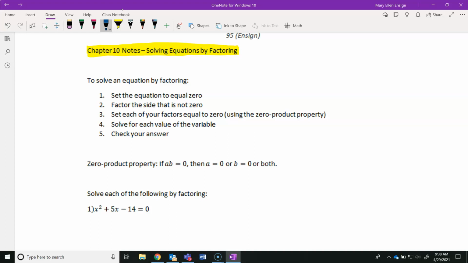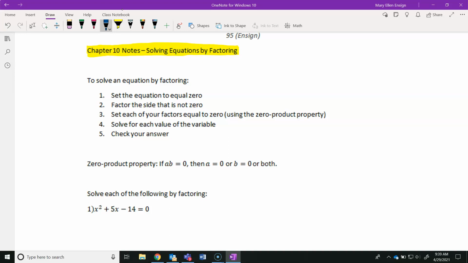So we have some steps that we're going to follow here. Let's read through the steps, and then anything that doesn't seem clear will seem more clear as we do an example. So the first step is we want the equation set equal to 0, meaning we want everything else on one side equal to 0. Sometimes that means we have to move things around. We'll factor the side that's not 0. Okay, so depending on what's there, we'll use our factoring methods from Chapter 9. Maybe it'll be a trinomial, maybe it'll be difference of perfect squares, maybe it will be something that we can use factoring by grouping on.